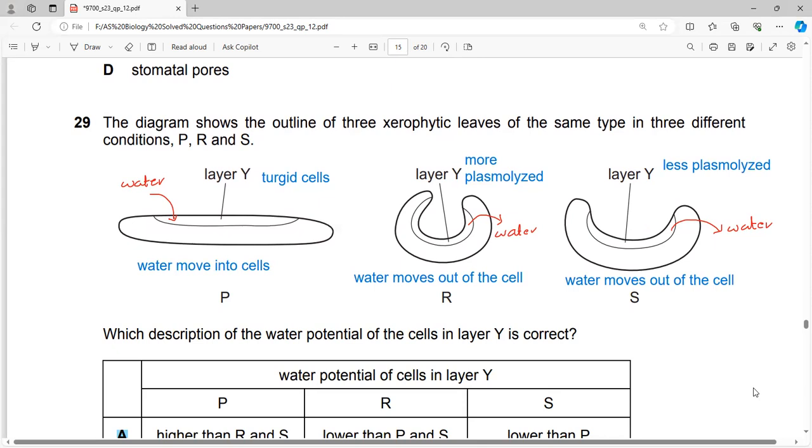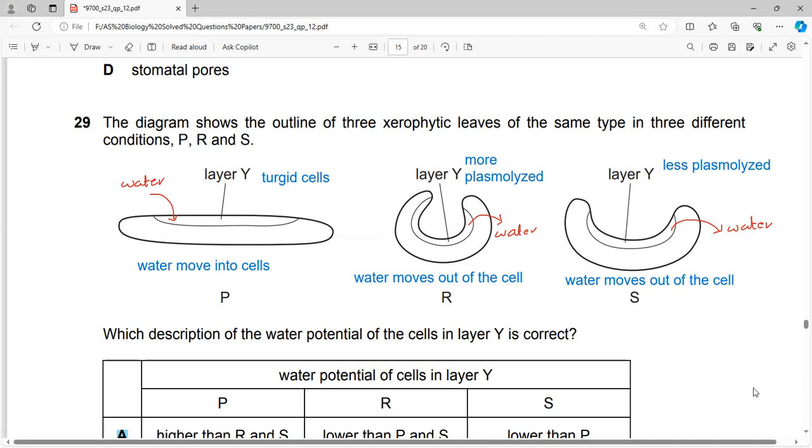The diagram shows the outline of three xerophytic leaves of the same type in three different conditions, P, R, and S. You can see in condition P, what is happening? The water is moving from outside to the inside of the cell. That's why the leaf cells are turgid. It's visible. Why? Because water moved from outside to the inside. So what does it mean? It means this leaf is present in a dilute solution, and the salt concentration outside is less. So that is a hypotonic environment.